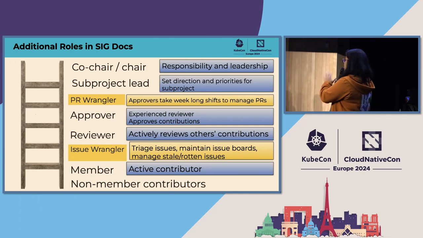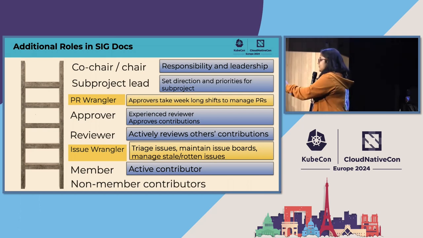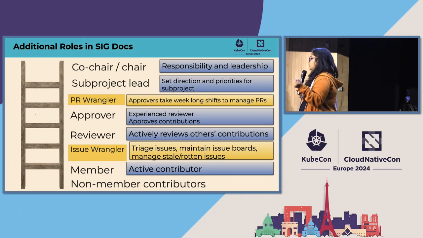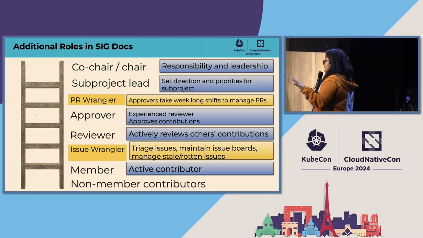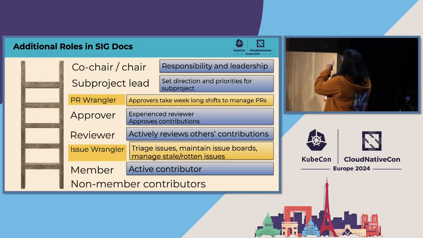We have reviewers and approvers formally, of course, and those reviewers and approvers take weekly shifts throughout the year, and we have a schedule up so that you can contact that person if your pull request needs to be merged, or you need a second pair of eyes to take a look at it and see if everything is in order. So we have the PR Wrangler role for that purpose.